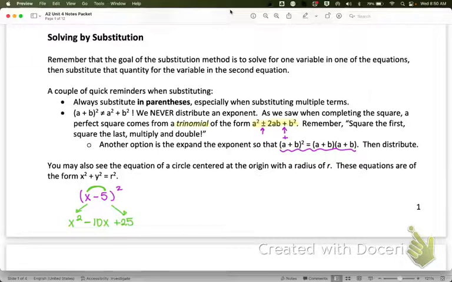Let's try another one. X plus 3 squared. See if you can write that down in your head. Square the first, square the last, multiply and double. See what you get.